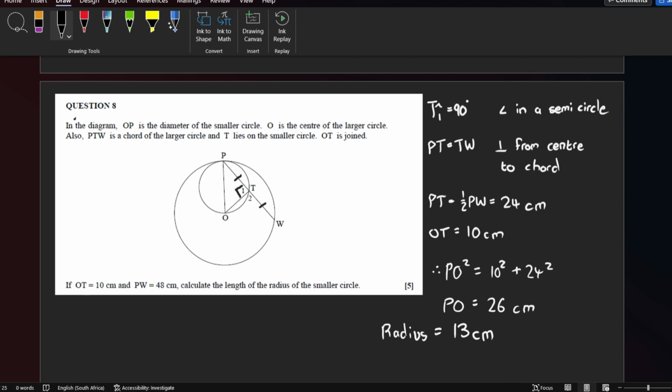Okay, so that is a rather short question, but we see that it has not been broken down into sub-questions. It was just one long question for 5 marks. And that concludes this question on Euclidean geometry.